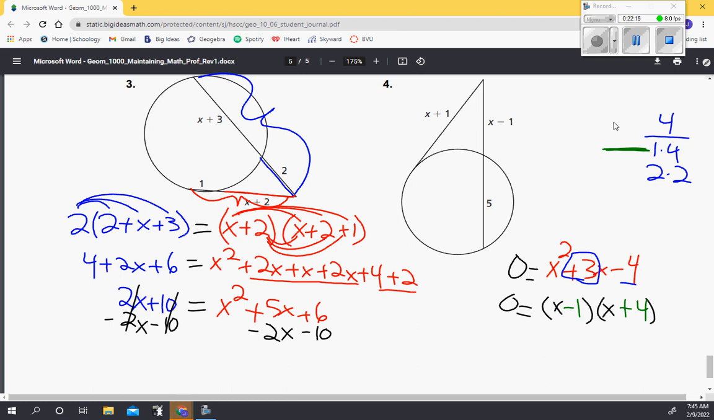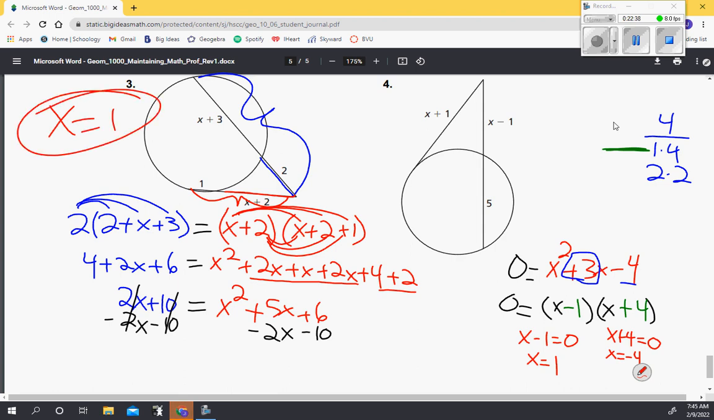And now to solve, just break these up into 2. x minus 1 is equal to 0. So x is equal to 1. x plus 4 equals 0. We're going to subtract 4 and get negative 4. Again, for these answers, we're only sticking with the positives. So 1 is our final answer.